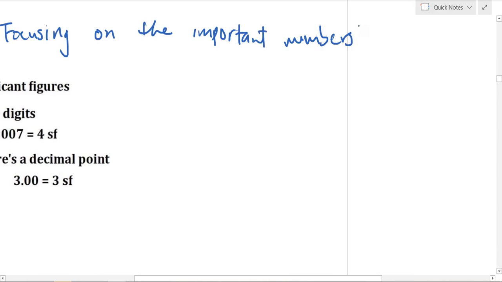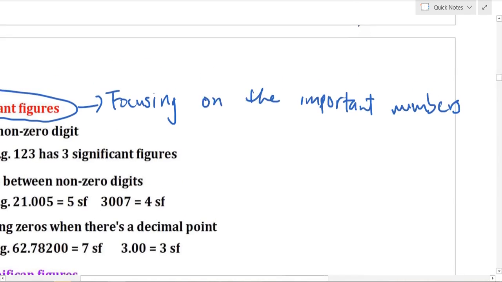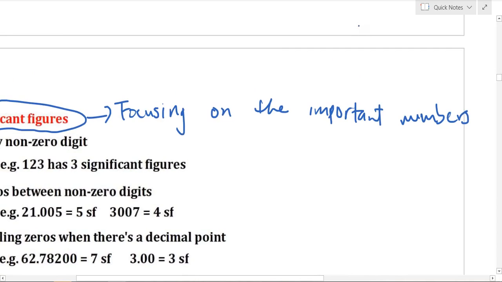And when I say important numbers, it's the numbers that represent the number that you're trying to round or make smaller. So if you're trying to round a number, for example, you're obviously looking at the important or the significant numbers there. Similar with significant figures, the idea is you're just looking at the numbers that actually matter and then you're shortening it so it's easier to work with.